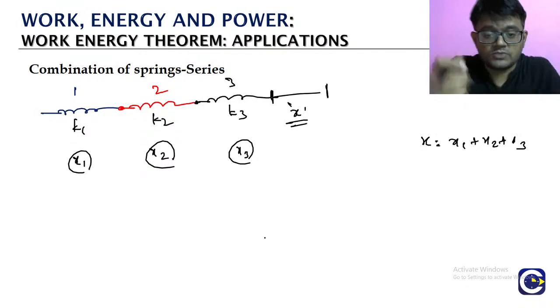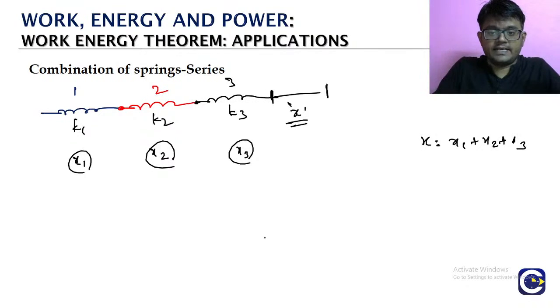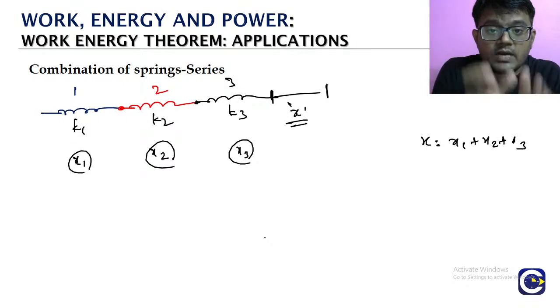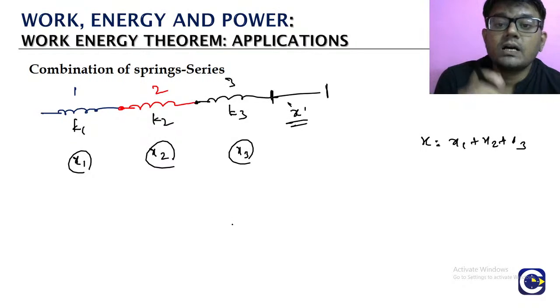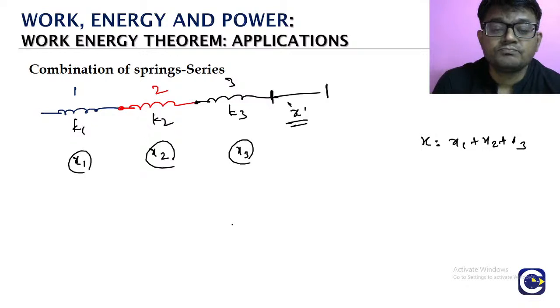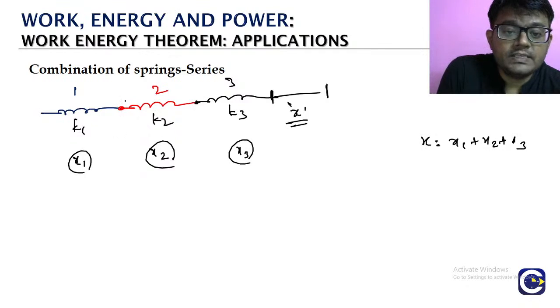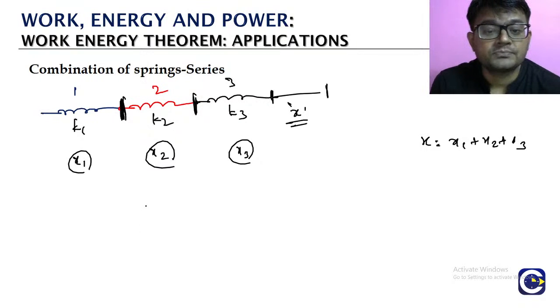Because these are connected like this, you elongate it by a value x, which means the elongation in the spring 1 plus elongation in the spring 2 plus elongation in the spring 3. When you add it, you will get the total elongation. But when you have a series combination of springs, we said there is a common point. You can see here the common point. Here there is a common point.